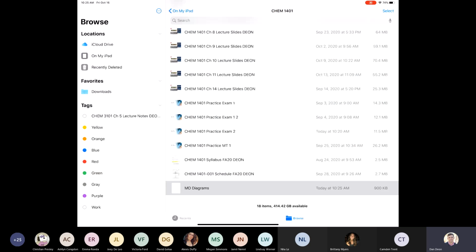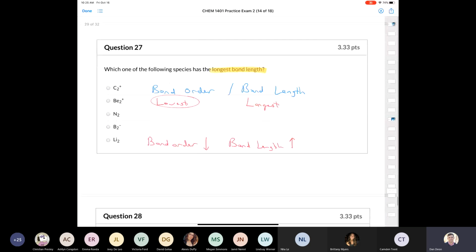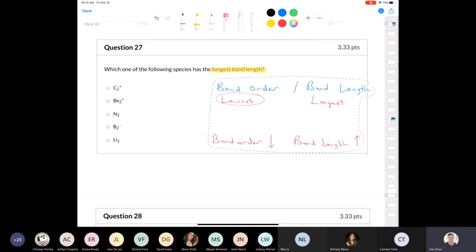I go back here to my practice exam and write down all those bond orders. For C2 plus, it was 1.5. For diberyllium with a +1 charge, it's 0.5. That's obviously the answer. It's the lowest bond order. The next one was 3. The next one was 1.5. And the last one was 1. And so just by calculating the bond order, again, the lower the bond order, the longer the bond length. And we finished that one.